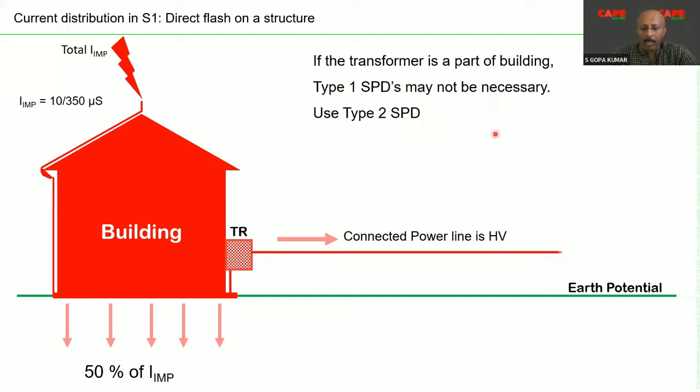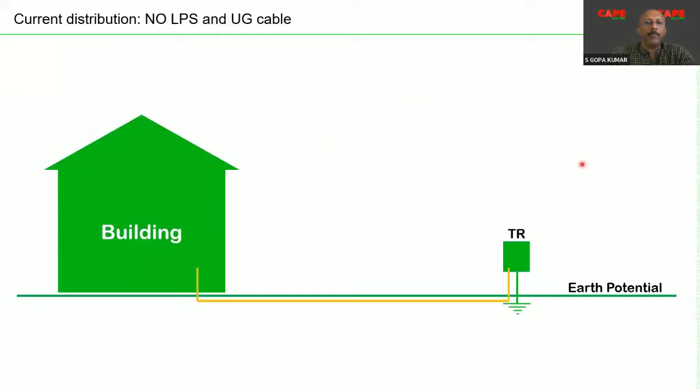You don't need to go for a type 1 SPD, because the current diversion is actually happening through the high voltage line. Your high voltage, the 11 kV or the 22 kV surge arrestor has to be strong enough to handle that particular current. With respect to low voltage supply, you can be happy with a type 2 SPD.